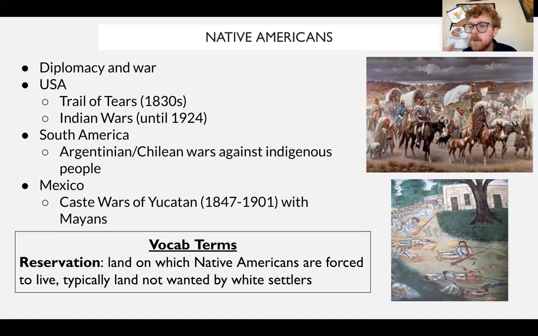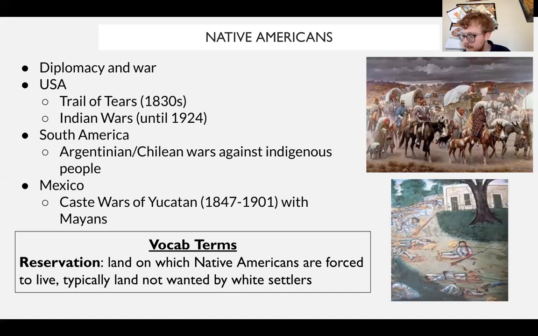So a lot of the policies against Native Americans are directed by an interest in economic development. They don't want indigenous people raising these cows. They want white settlers to be involved in the cattle industry. Therefore, this is why we see increased government wars against Native Americans in Argentina and Chile.